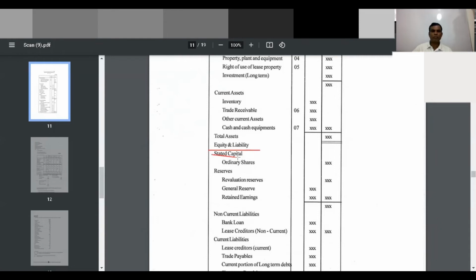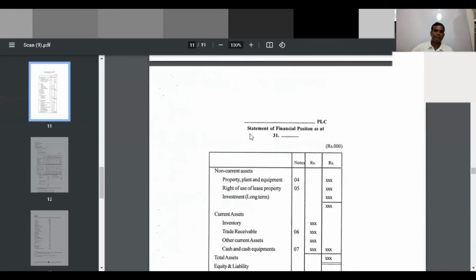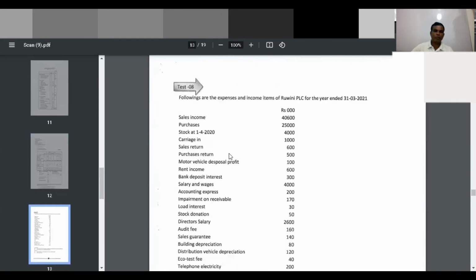And then the other one, under total assets, that is equity and liabilities. Now these are equities. Here reserves. Then non-current liability, and then current liability. Under non-current liability: bank loan, leasing creditors, non-current portion. Under current liability: leasing creditors, current portion, trade payables, current portion of long-term debts. That type of items can be taken. Right. Then it is better for us to do the next one.